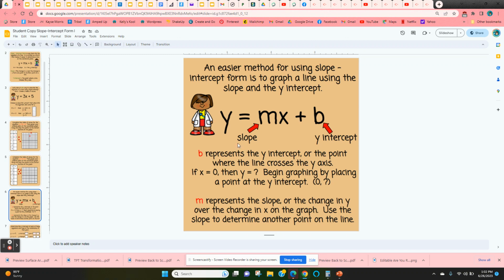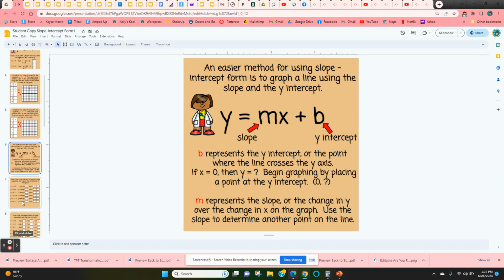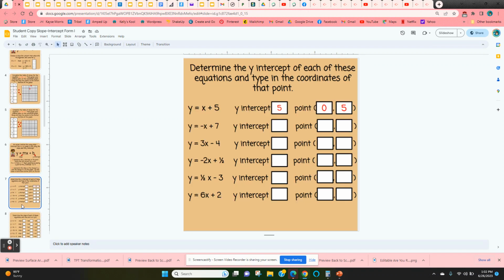Then we're going to look at a different example. Instead of using a table of values, we can just use the slope and the y-intercept to find the equation for the line. They're going to get a little practice here finding the y-intercept and that point. That's just the first slide here. They're going to find that first point which shows the y-intercept. In this equation, the y-intercept would be 5, so it would be the point (0, 5).